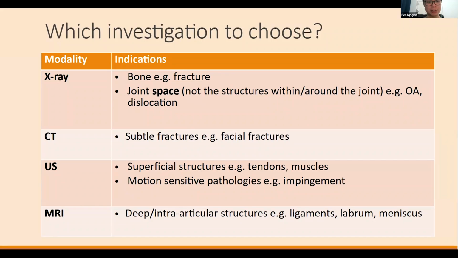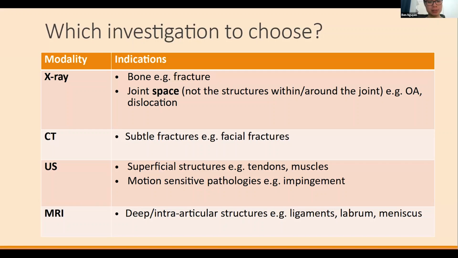An ultrasound is better for showing soft tissue as opposed to bone. So more superficial structures, like your tendons and your muscles, and motion sensitive pathology. That's basically a fancy way of saying pathologies where you need the patient to move the affected joint or structure in order to elicit the symptoms, right? So let's say you've got an impingement of one of your shoulder joints, then the ultrasound would be good for that.